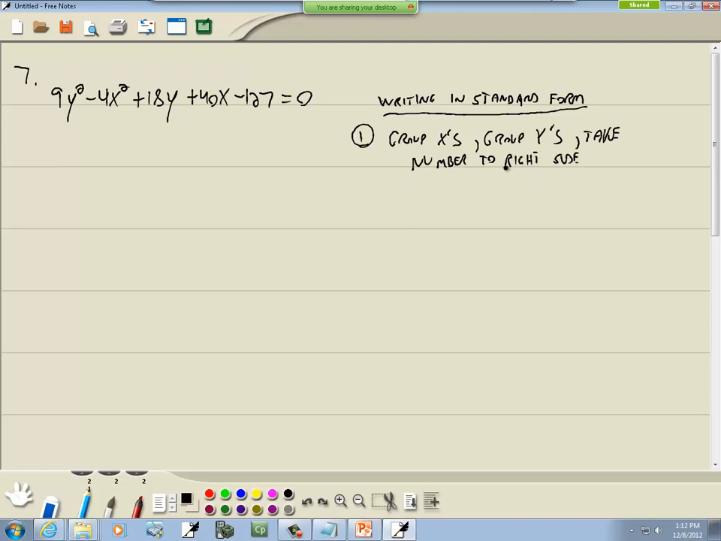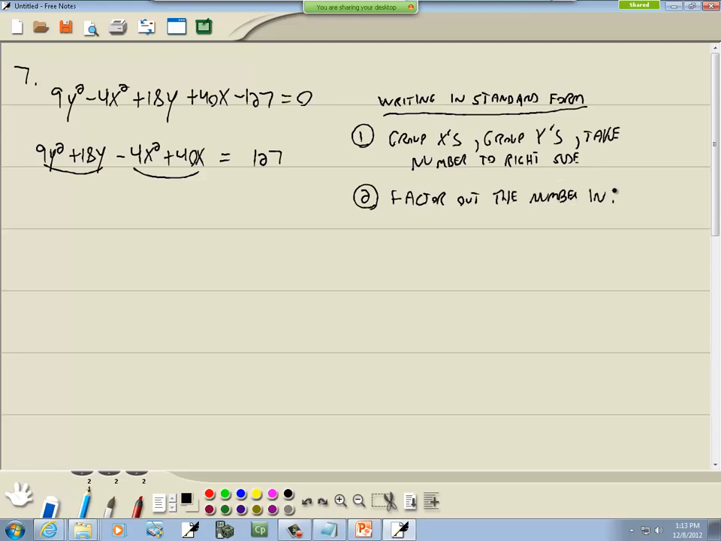Now specifically we want the minus in between. So I'm going to put the 9y squared here, and I'll put the 18y next to it. Then minus 4x squared plus 40x. And I'll take the negative 127 to the right side. And when I do that, it becomes a positive 127. Now sometimes you group it such that the minus is in the middle, like you see right here, and then at the very end you flip them around anyway. But you just start out with that and see what happens. Step 2, factor out the number in front of the squareds.